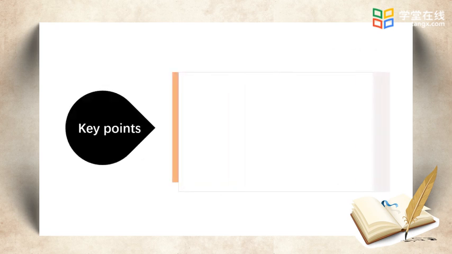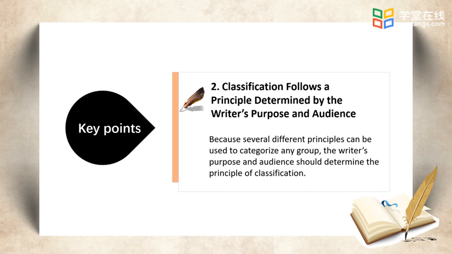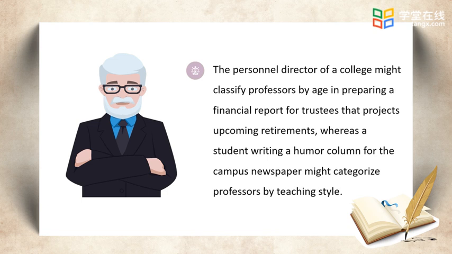The second characteristic is that classification follows a principle determined by the writer's purpose and audience. Because several different principles can be used to categorize any group, the writer's purpose and audience should determine the principle of classification. The personnel director of a college might classify professors by age in preparing a financial report for trustees that projects upcoming retirements, whereas a student writing a humor column for the campus newspaper might categorize professors by teaching style.